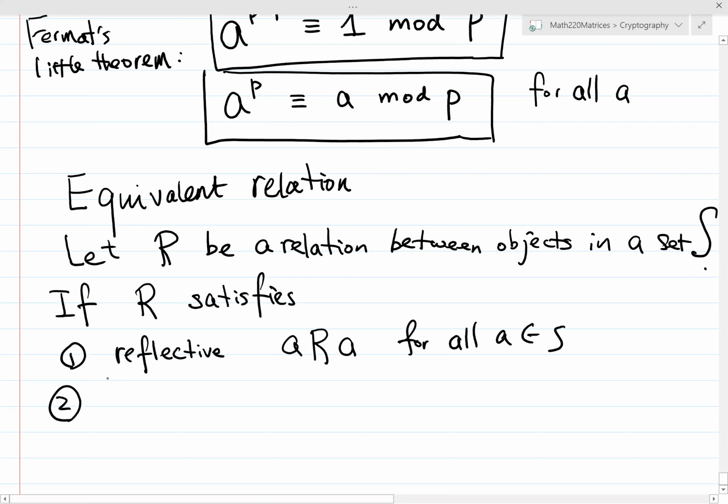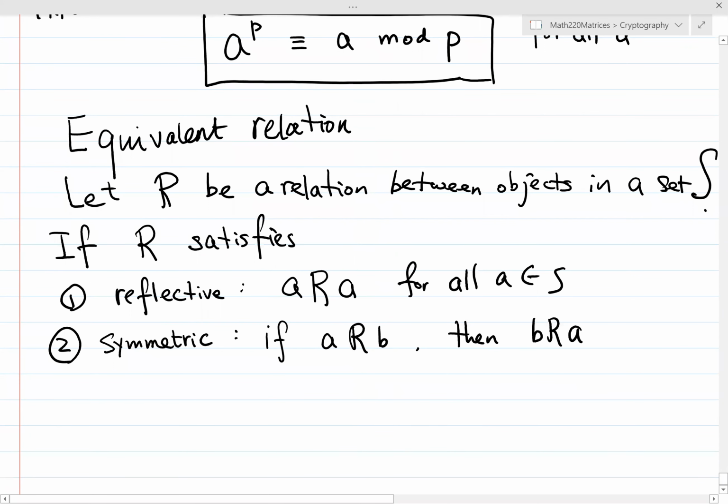Second, symmetric, i.e. if A R B satisfies this relation, then B R A also satisfies the relation. So it's symmetric. Then B R A, okay, BA also satisfies this relation.